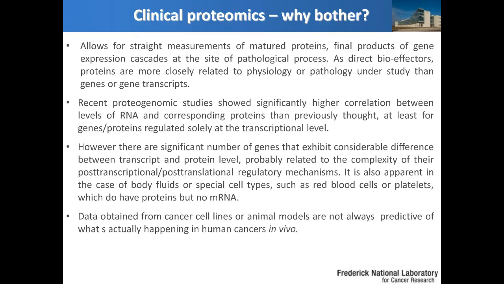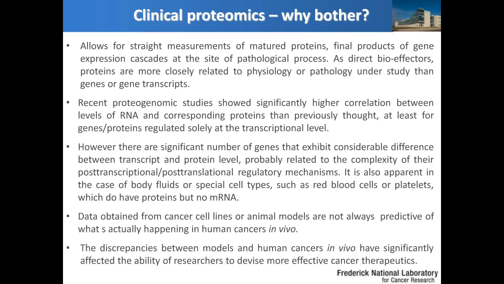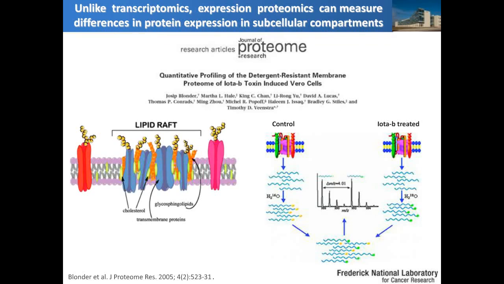The other reason to look into clinical samples is that data obtained from cancer cell lines or animal models are not always predictive of what is actually happening in human cancer in vivo. We were able to very efficiently cure cancer in petri dishes and in animals, but we are not as successful in humans. These discrepancies between model and human cancers, and between in vivo and in vitro systems, affected the ability of researchers to devise more effective cancer therapeutics. So it is important to look directly into clinical specimens.